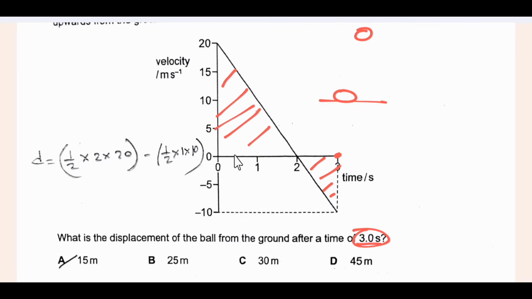So the displacement in this area is half into base into height, that is half into 2 into 20, and the displacement in this area is half into 1 into 10. So after subtracting we get the resultant displacement, or the displacement of the ball, as 15 meter.